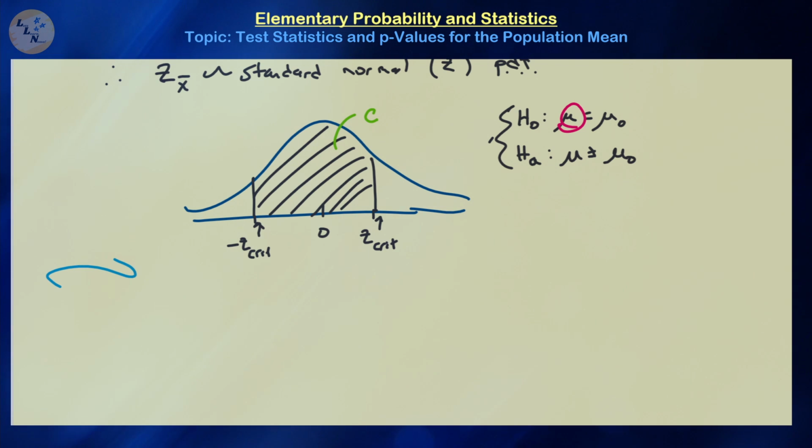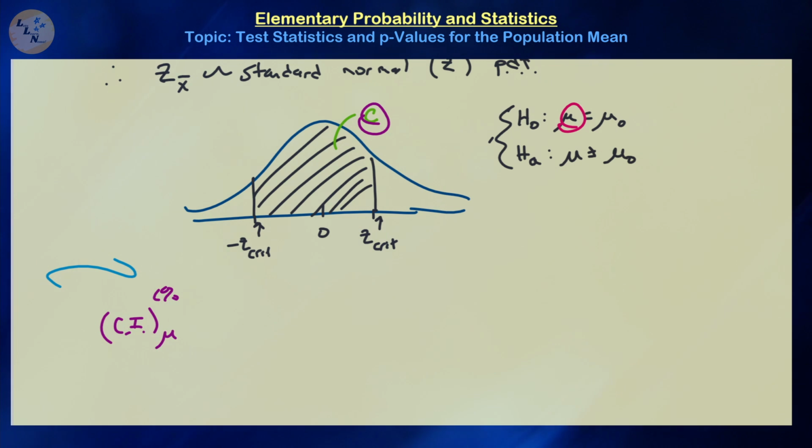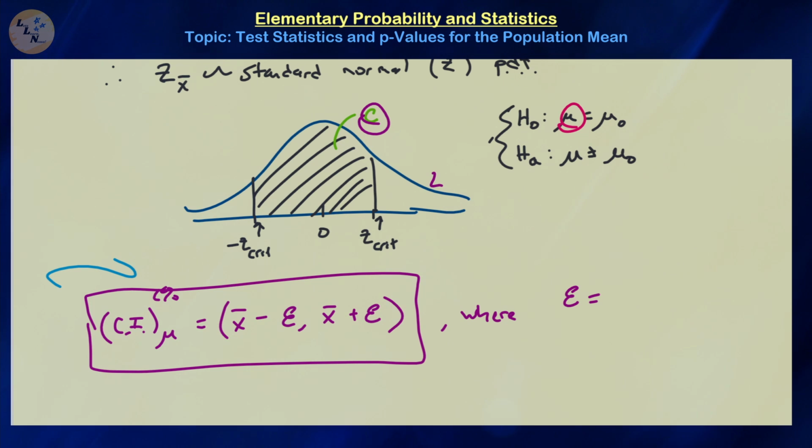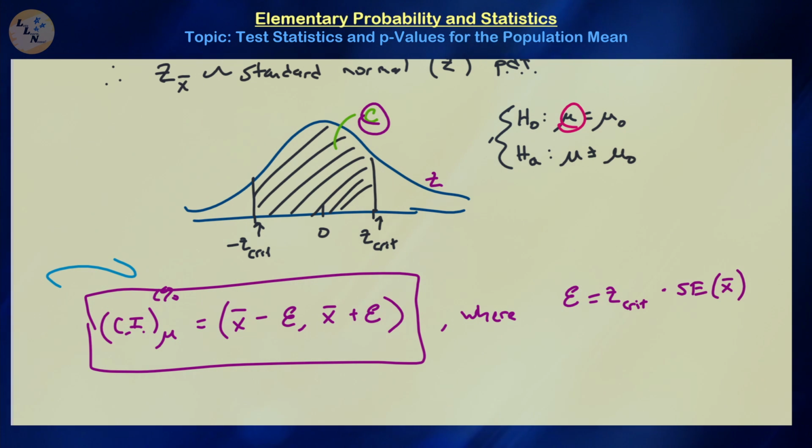So remember what the confidence interval looked like. The confidence interval under some level of confidence C, so that's the same C here, for the population mean mu is always going to be equal to x bar minus epsilon and x bar plus epsilon, where epsilon is the margin of error for this particular confidence interval. And of course, we explored a few variations for the margin of error, but the simplest one of them all, assuming that this is indeed a z distribution, is going to be equal to that z critical value times the standard error associated to the estimate x bar for approximating the population mean mu.